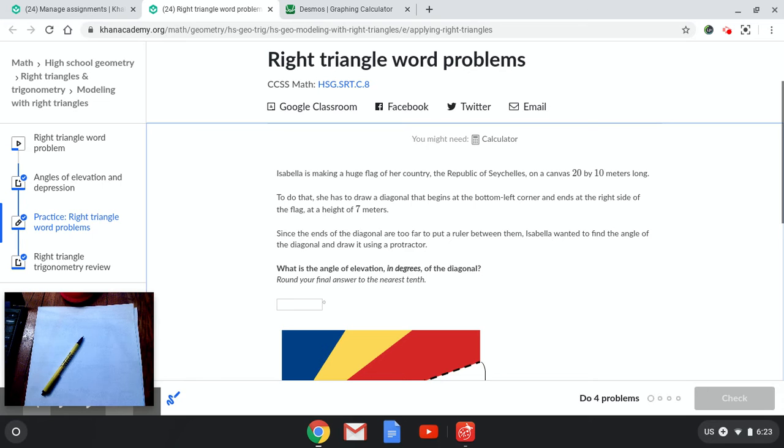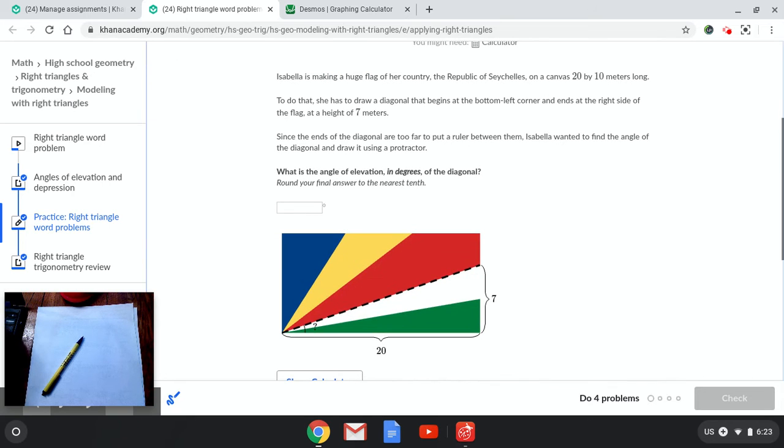So this problem says Isabel is making a huge flag of her country, the Republic of something, on a canvas 20 by 40 meters long. To do that, she has to draw a diagonal that begins at the bottom left corner and ends at the right side of the flag, which has a height of 7, so I can see that. Her diagonal's ends are too far to put the ruler between. She wanted to find the angle of the diagonal and draw it using a protractor. What's the angle of elevation?